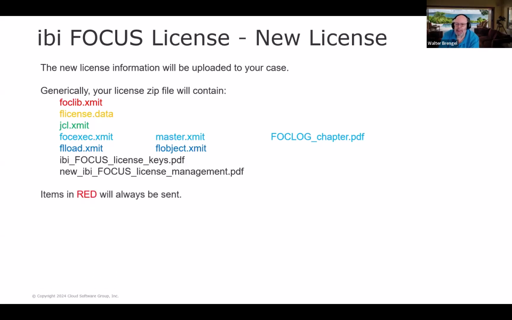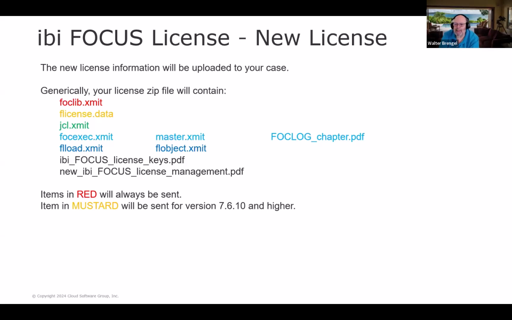You're always going to be sent a FOCLive.xmit. This contains the IBI CPU ID module, which controls the licensing. The item in, I call it mustard, will be sent for version 7.6.10 and higher. That's our F license file, and that controls your features. Features like zIIP, active technologies, and there was one other thing.